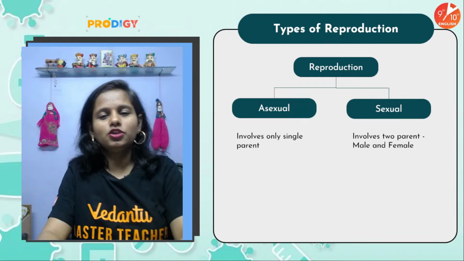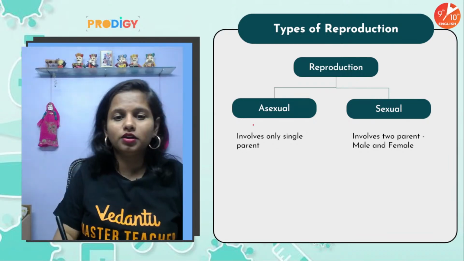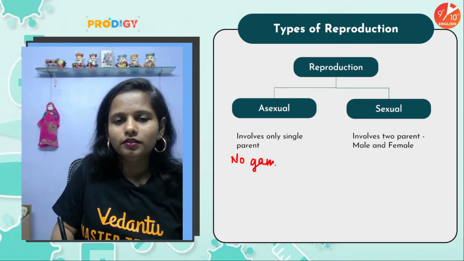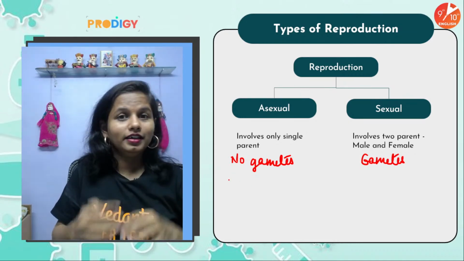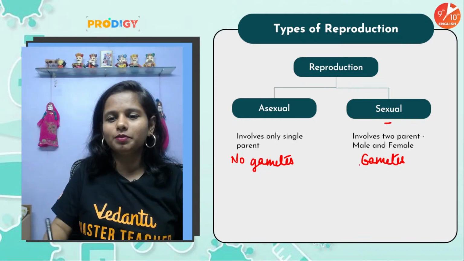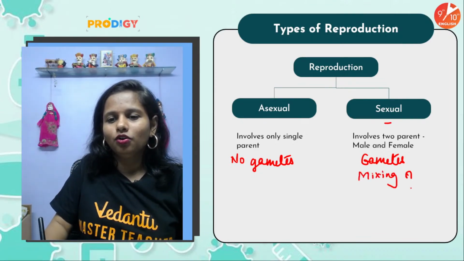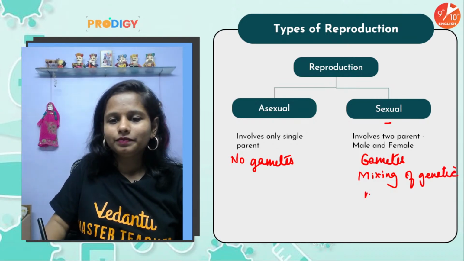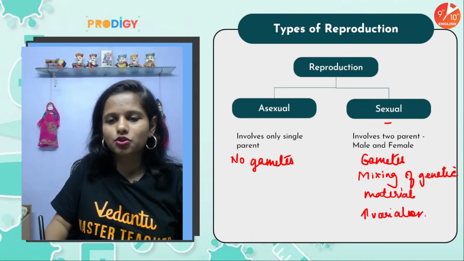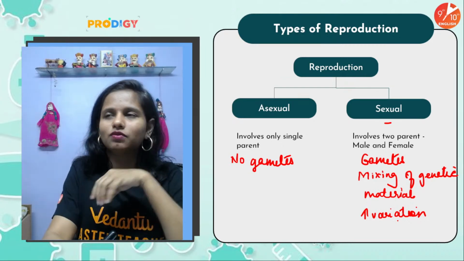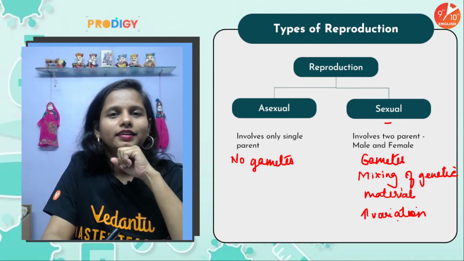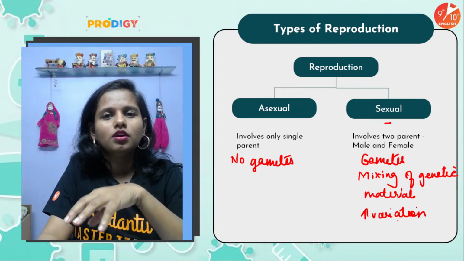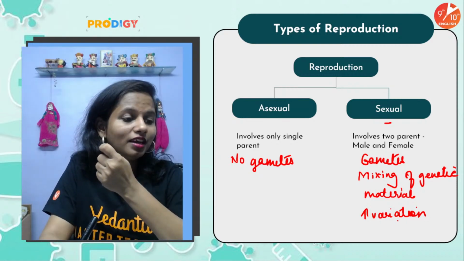Cool. So asexual is uniparental, sexual is biparental. In asexual reproduction, no gametes are involved. In sexual, gametes are involved. In asexual, there is no mixing of genetic material, but in sexual reproduction, there is mixing of genetic material. That's the reason we see greater variations in organisms that reproduce sexually. In asexual reproduction, only one parent is involved, and whatever genetic material the parent has is passed to the offspring, and that's why in most cases, organisms born through asexual reproduction are clones of each other.